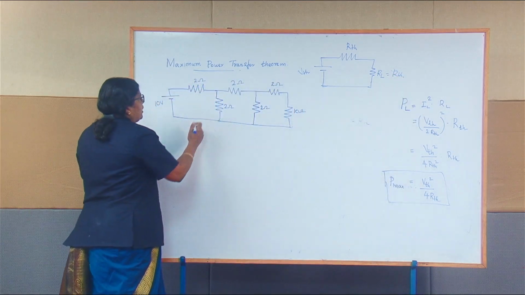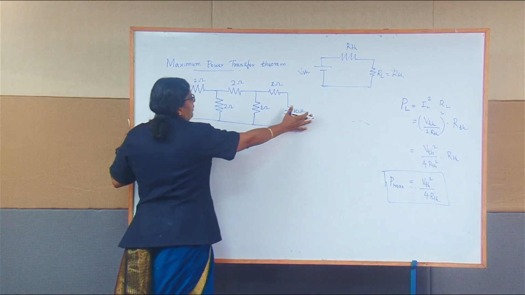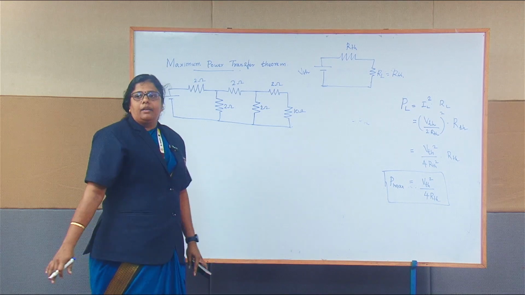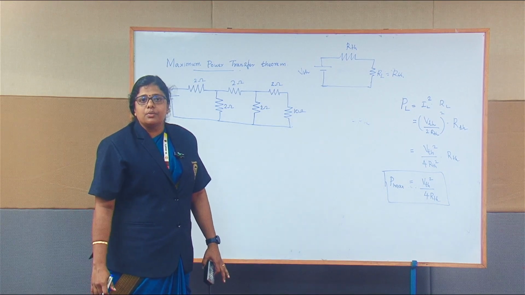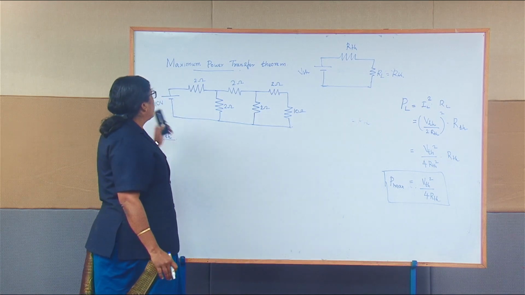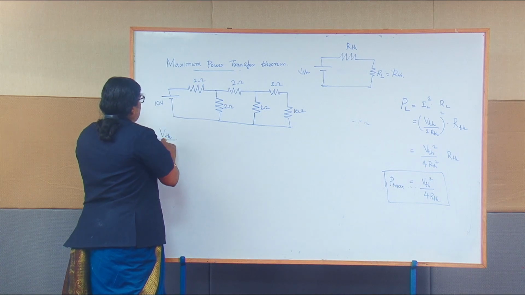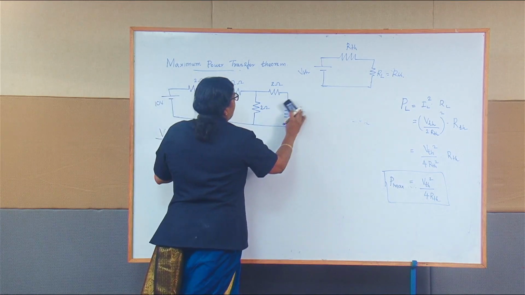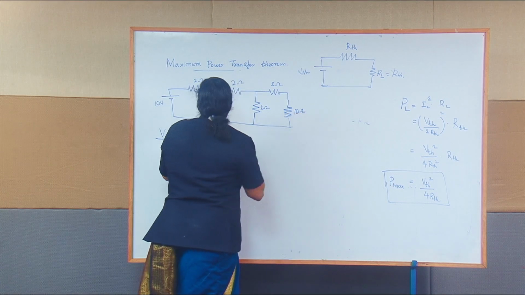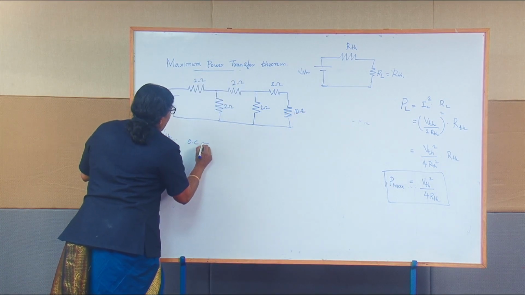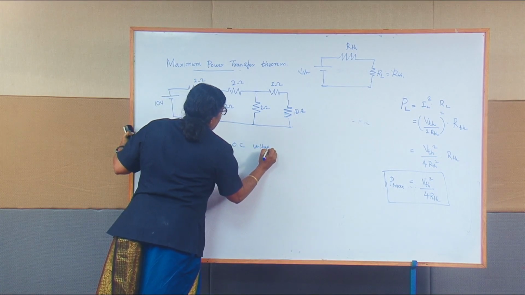In this condition, first we are going to find V Thevenin. I've told you already in the last session that to find R Thevenin, you have to short circuit the voltage source and open circuit the current source, if any. Here we don't have any current source. For V Thevenin, we have to open circuit the load and find the open circuit voltage. That is your V Thevenin.